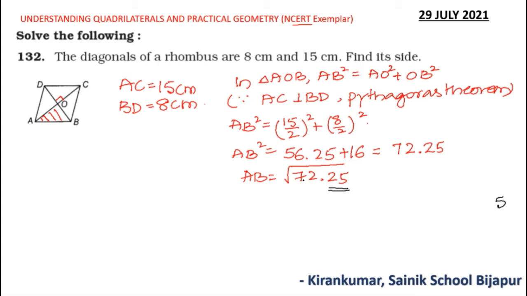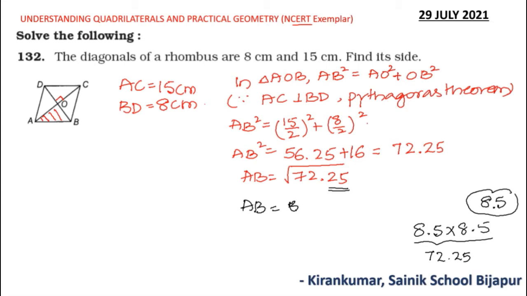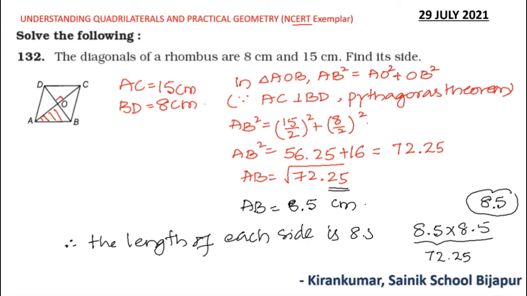The number here is 72. The nearest square is 64. So 8 8s are 64. So we can guess that it may be the number. You try multiplying 8.5 with 8.5. Do we get 72.25? Yes, we do get 72.25. That's the reason we can write AB as 8.5 centimeters. Therefore, the length of each side is 8.5 centimeters.